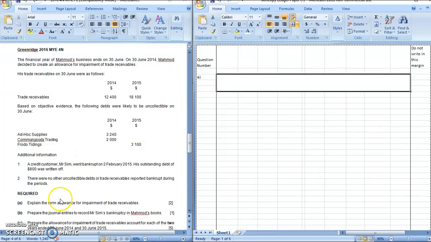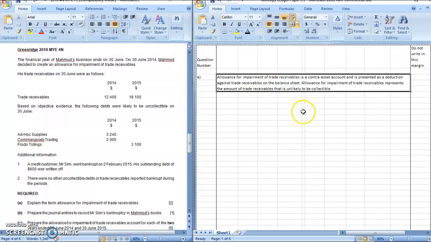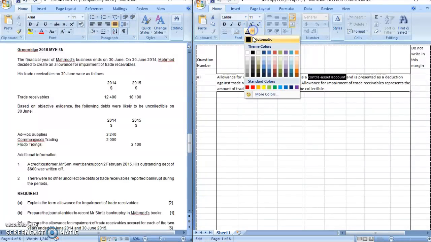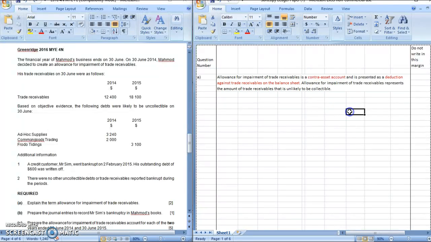In part A, they ask you to explain the term allowance for impairments of trade receivables. So the answer given is here. As such, allowance for impairment of trade receivables is a contra asset account. A contra asset account basically is the opposite of an asset account. And it is presented as a deduction against trade receivables on the balance sheet.